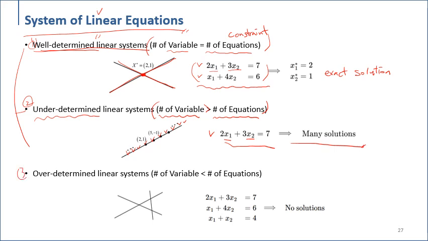And finally, the third type is overdetermined linear systems, where the number of variables is smaller than the number of equations. Here we only have two variables, but there are three equations. When we plot these equations, we cannot find one common point that satisfies all three equations. So there will be no solutions.